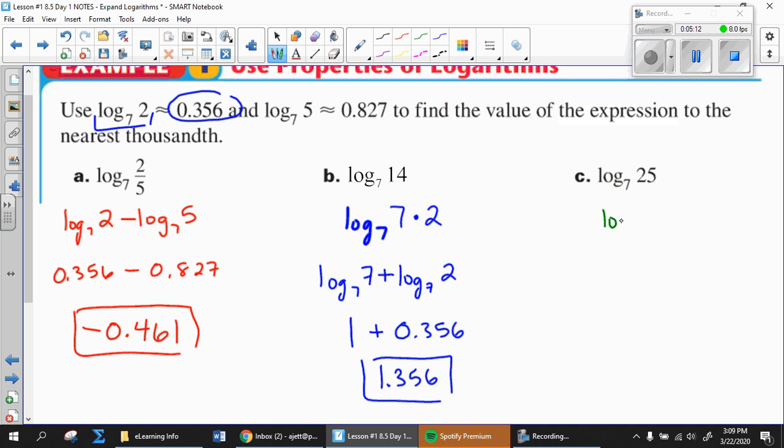Okay, same thing. I want to rewrite this using some number that I have up here. Well, if I use 5, there's two different ways you can think about this. You can think about it as 5 times 5, or we can think about it as 5 squared. So in this situation, what do we do with that 2? When we have an exponent, we move it out front and make it multiplication. So it's going to be 2 times log base 7 of 5. We know log base 7 of 5 up here is 0.827. So now it's just multiplication. 2 times 0.827 gives me 1.654.